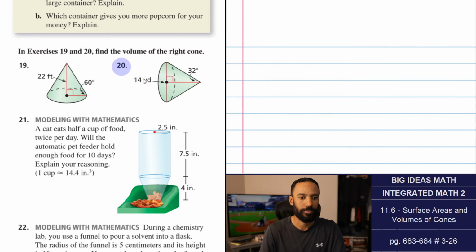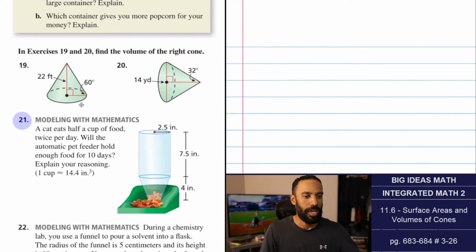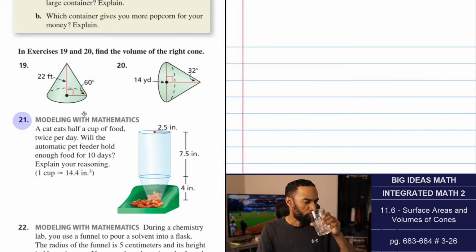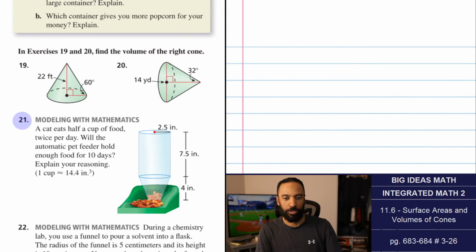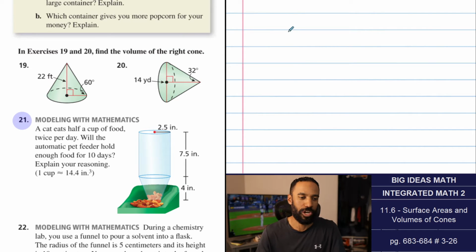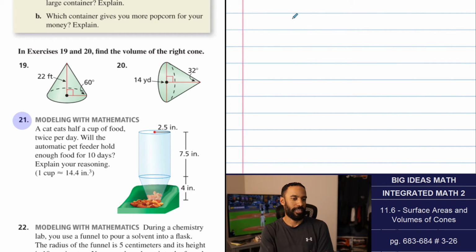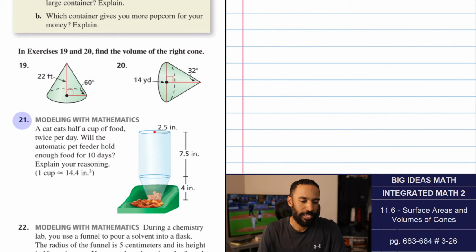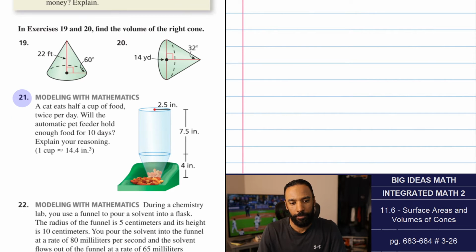Number 21. A cat eats half a cup of food. Typical cat. Oh, twice per day. I thought they were saying a cat is starving itself. That's a typical cat, I guess. Will the automatic pet feeder hold enough food for 10 days? Explain your reasoning. So we have to make sure half a cup of food.